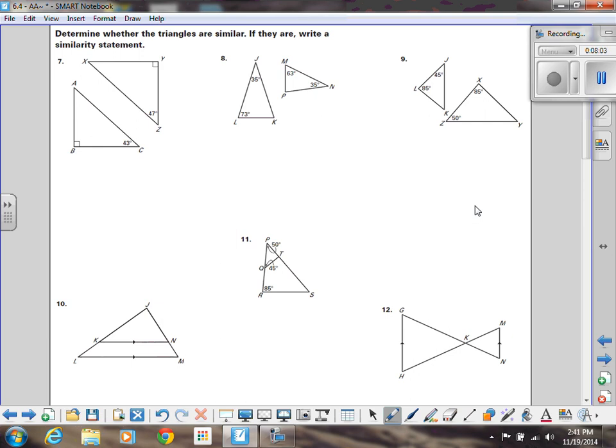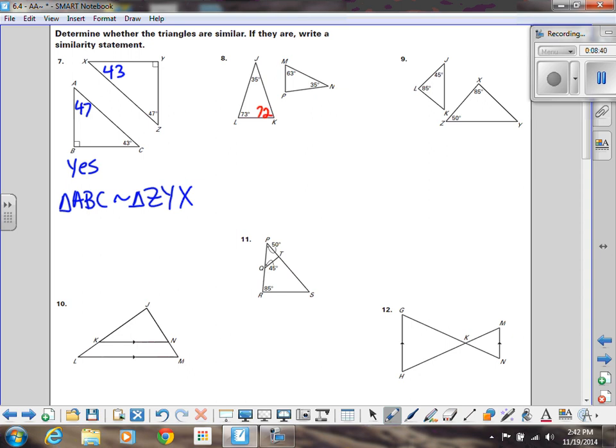So on all of these examples, you should be using the strategy that all the angles add up to be 180. So we know that in triangle ABC, that angle is 47, and that this angle is 43. So yes, these are similar. And then I can say triangle ABC is similar to triangle ZYX. Be careful how you list those.